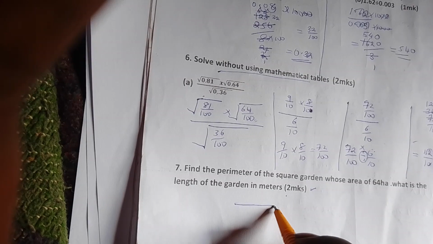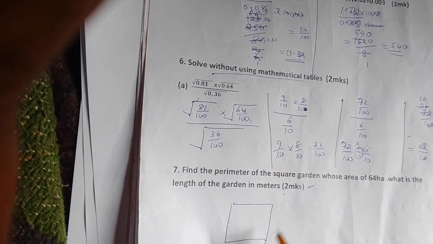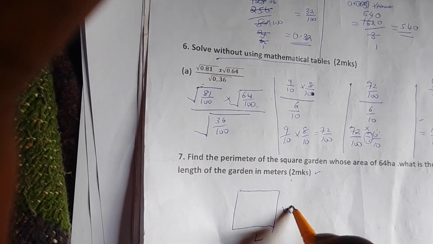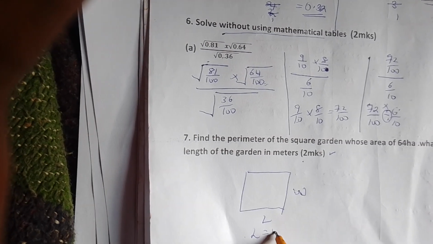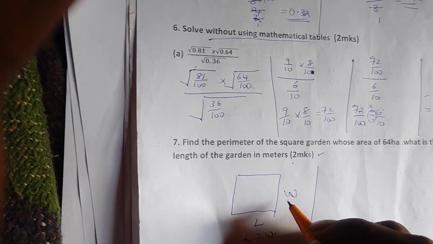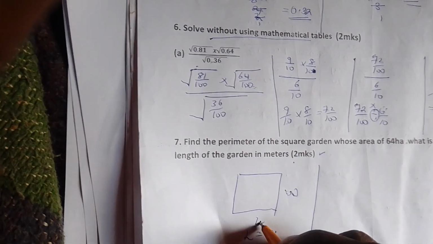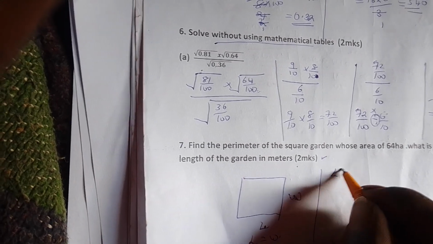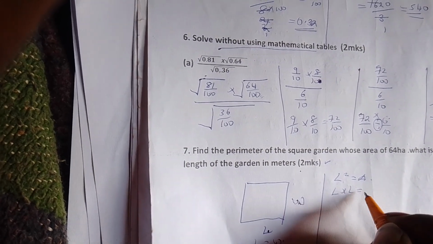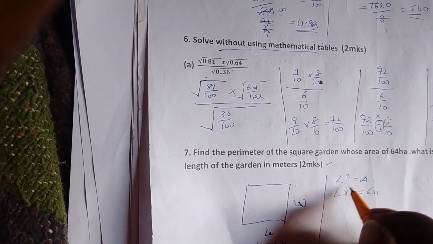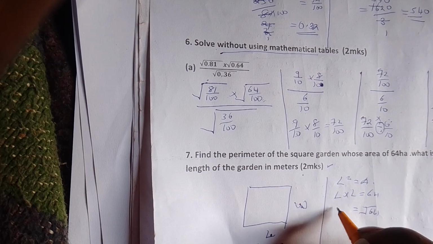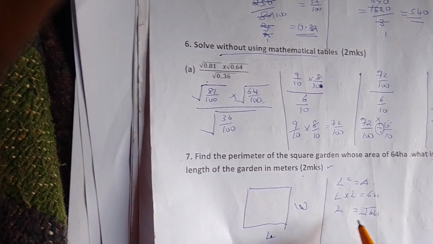So if we have a square garden, first of all, this is a square garden, it means that the length and the width are equal. Or length L is equal to W. Then it means that we can say that L squared is equal to the area. That is, length times length is equal to area, 64. That means that the square root of 64 gives you the length from here.